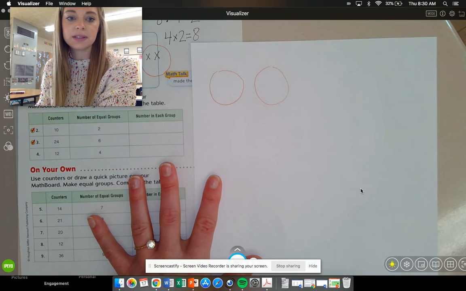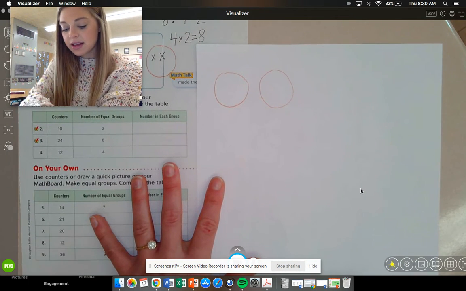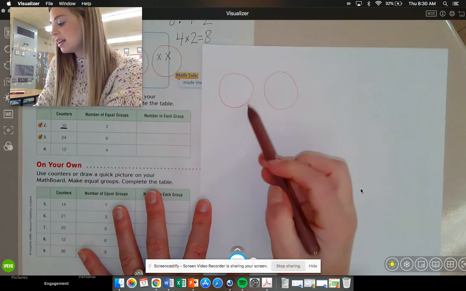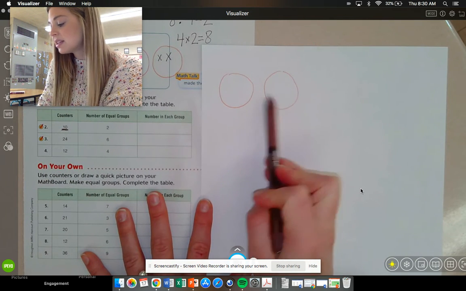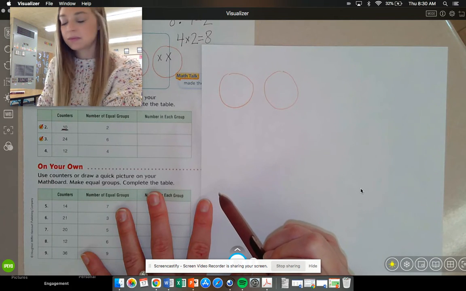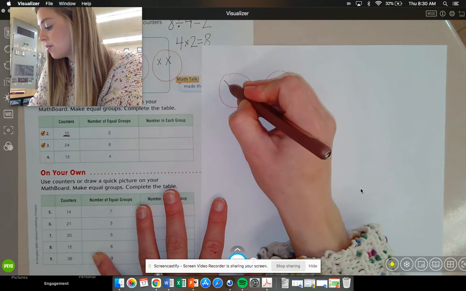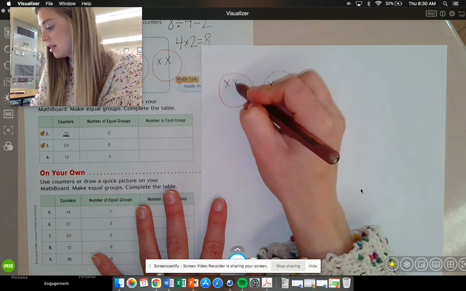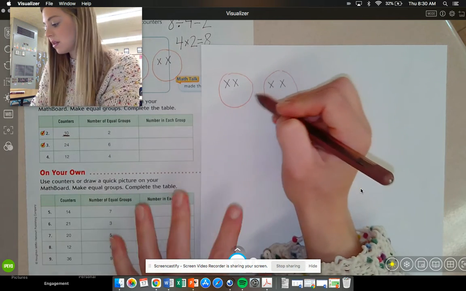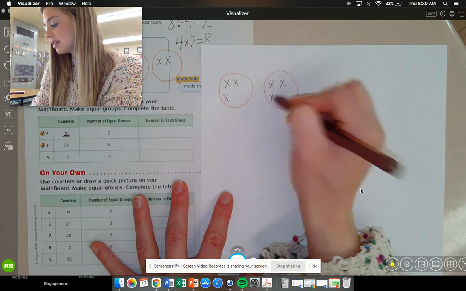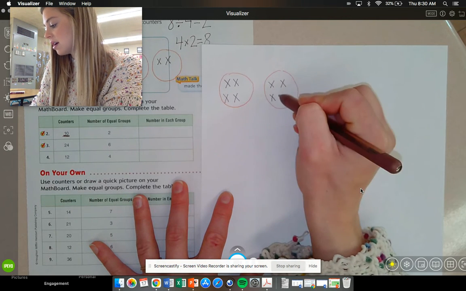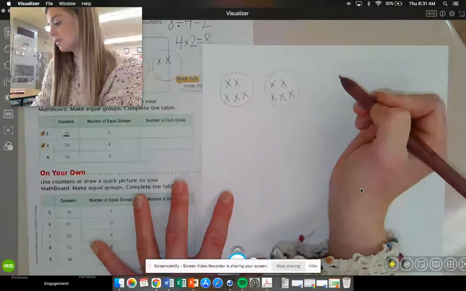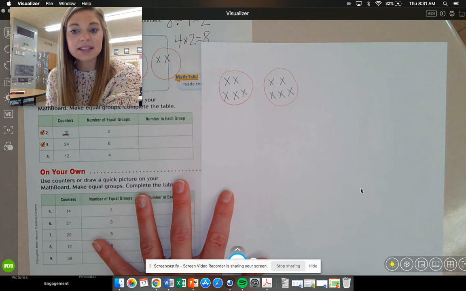There's my 2 groups. And I have 10 counters. I have to put 1 in each group until I get to 10. Okay, so go ahead and do this with me. 1, 2, 3, 4, 5, 6, 7, 8, 9, 10. So I put 1 in each group until I got to 10.